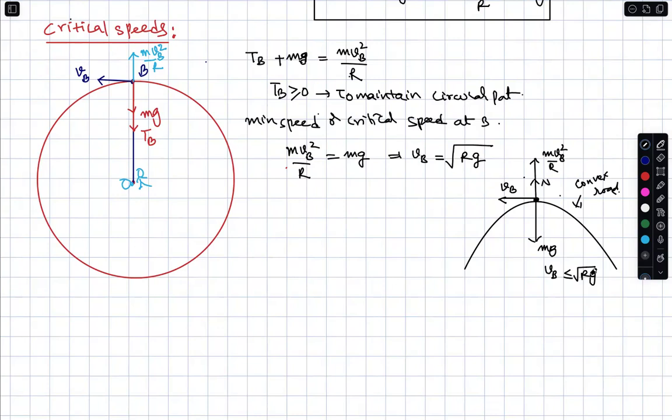No, hold on. I never said tension is 0. I asked you one question. What is the condition for maintaining a circular path? You should have some force that changes the direction of velocity, and that is the tension force. Tension is not 0. Who is changing the direction of velocity at that point B? Tension. So tension must never be 0 at B to maintain the circular path.